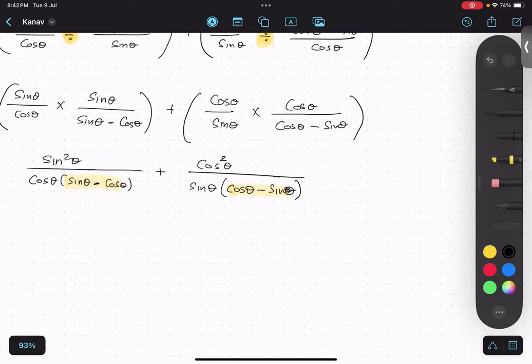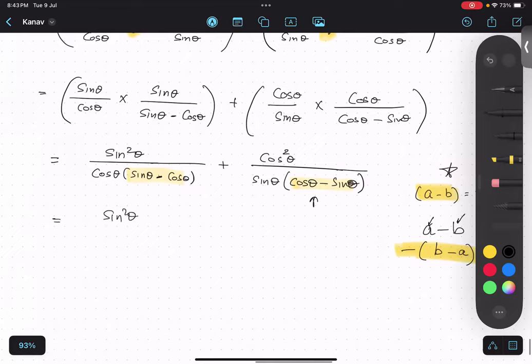Now it's a very important thing to learn: A minus B can be equal to B minus A in only one condition, if I take minus common. I'll explain one more time. If I take minus common, this A will become negative A, and negative B will become positive. So basically, A minus B equals B minus A if I take minus common. So I'm going to take minus common from here.